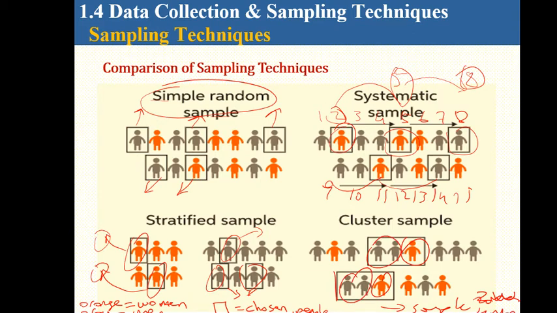So you see, when you choose the clusters, you put all the population of the clusters in the sample. But in stratified, you choose from each stratum. So some people from the stratum, not all of them. So this is a nice picture here to give an idea about all the techniques.